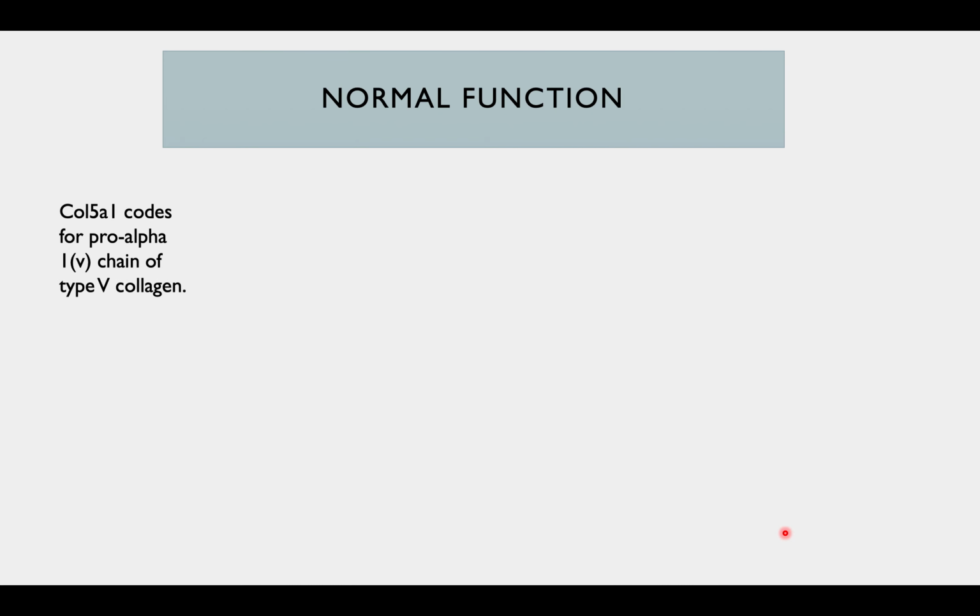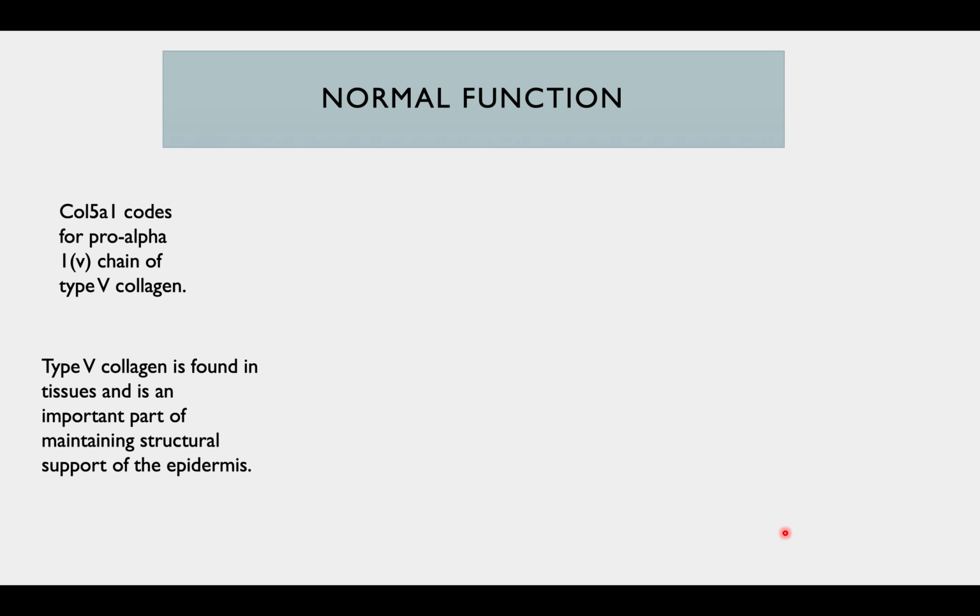So collagen 5 alpha-1 codes for pro-alpha-1 chain of type 5 collagen. Type 5 collagen is found in tissues and is an important part of maintaining structural support of the epidermis, as well as regulating the assembly of heterotypic fibers composed of both type 1 and type 5 collagen.